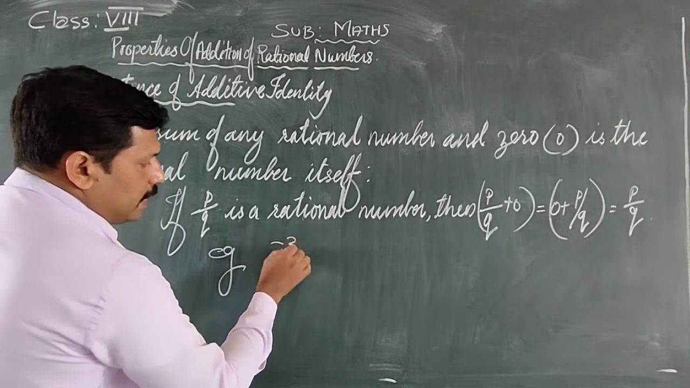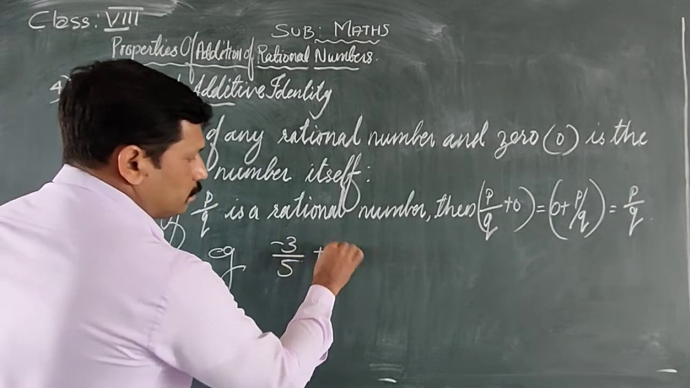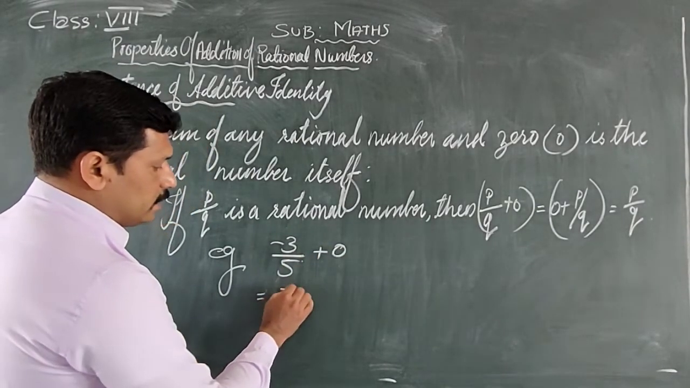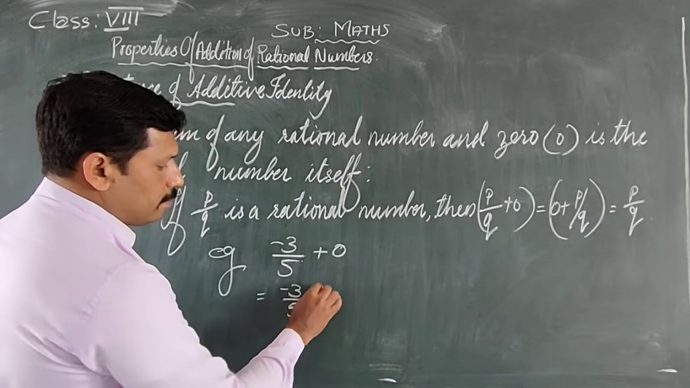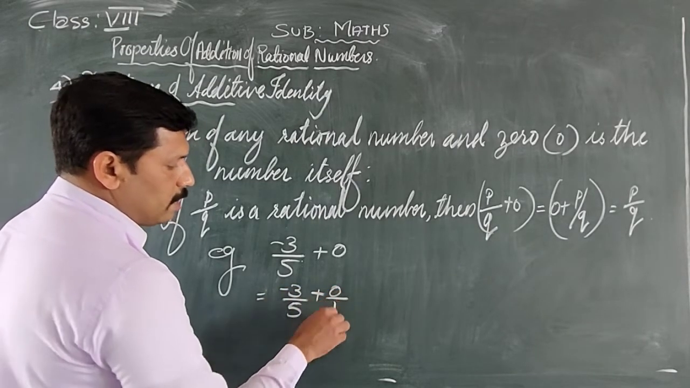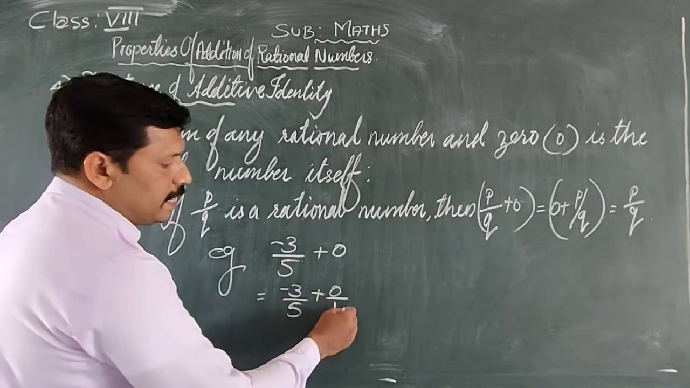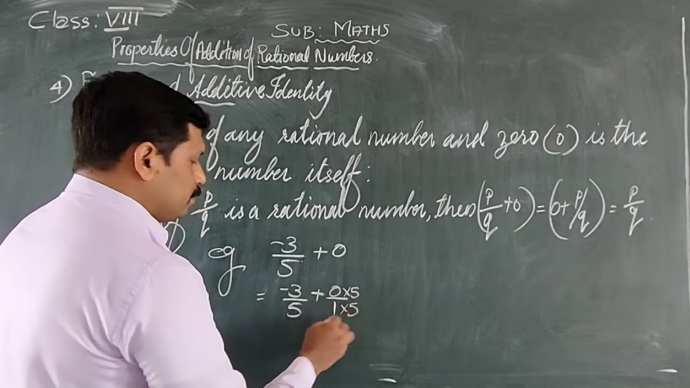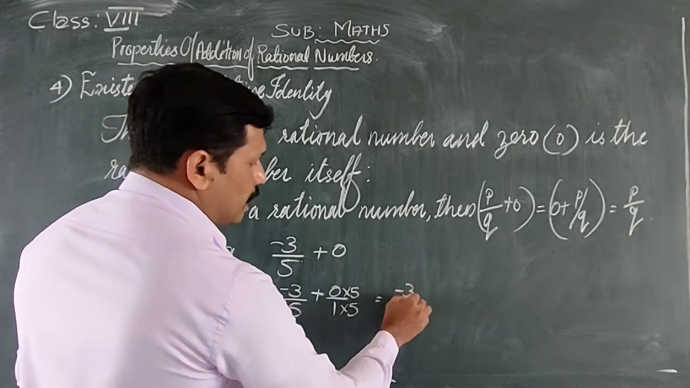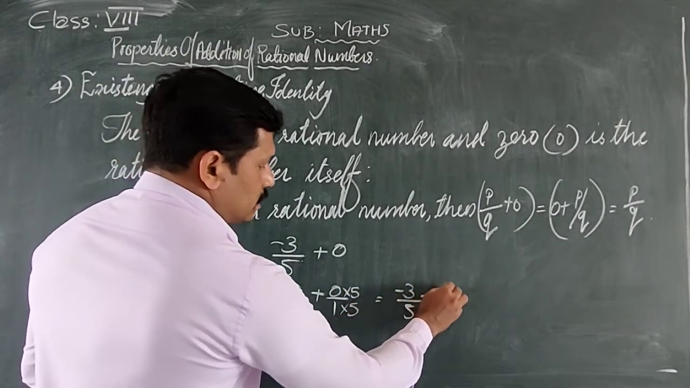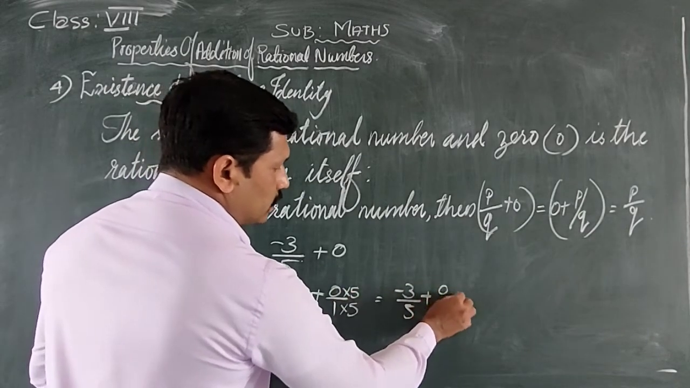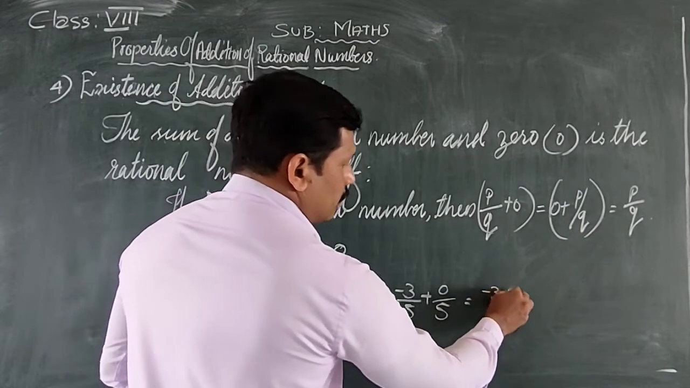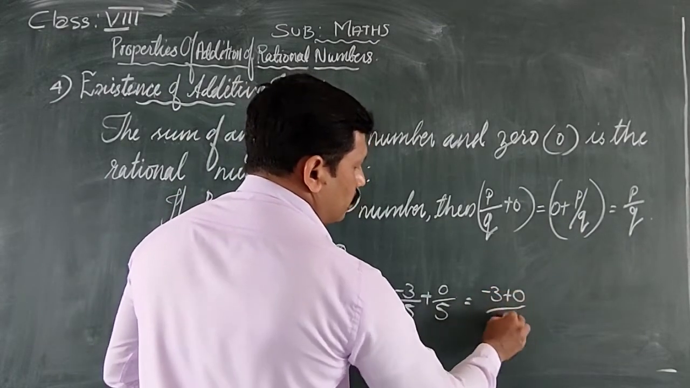Negative 3 upon 5 plus 0. You know that in order to add this number, negative 3 upon 5 plus 0 means 0 by 1. Here denominators are different, we have to make them equal. That is 5, so we multiply by 5. Then here we get negative 3 upon 5 plus 0 into 5 means 0 only, 0 upon 5. That is equal to negative 3 plus 0 upon 5.